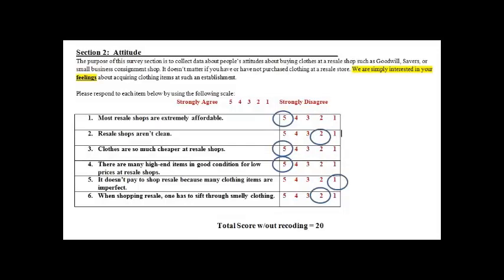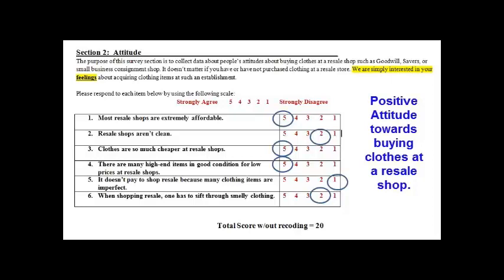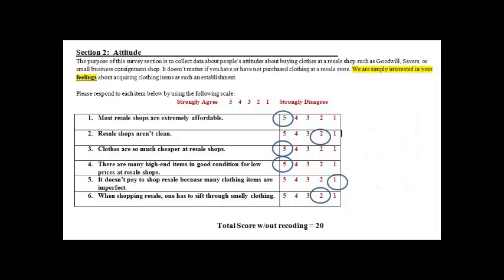If you look on the screen, you'll see an instrument that was answered by someone who has a positive attitude toward buying clothes at a resale shop. In this example, I'm using 6 items. You'll see that items 2, 5, and 6 are the negative items, and the remaining items are positive. So we have a balance of positive and negative items. When this person who has a high attitude answered the instrument, clearly they scored high on the positive items, and they scored low on the negative items.